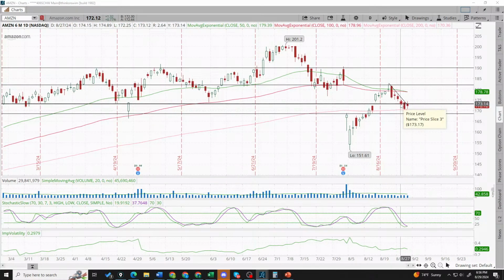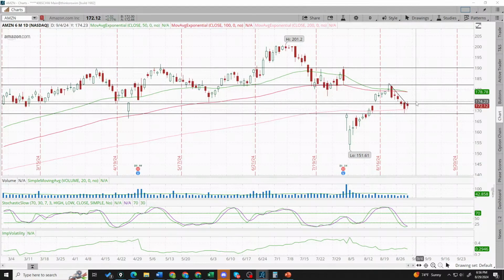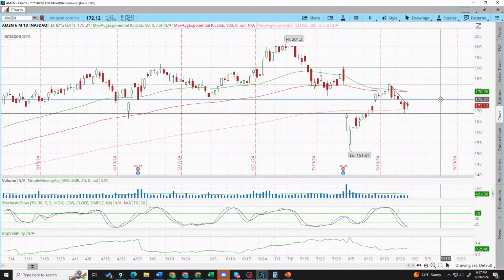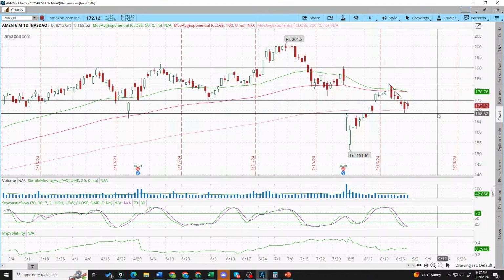Two days ago when we looked at it, we had put our entry around this level. Now we can put it around this level. Stop is still good there. Target is still good there. So let me see. Let me activate this. Activate. Somewhere around 175, we're in.